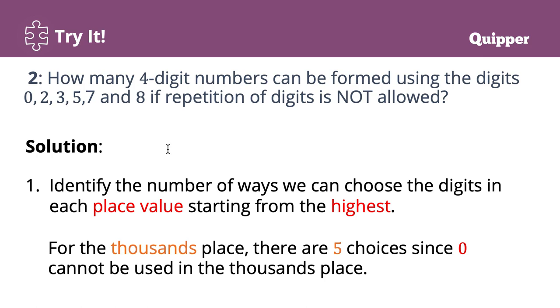To determine the number of 4-digit numbers that can be formed using the digits 0, 2, 3, 5, 7, and 8, if repetition of digits is not allowed, we need to identify the number of ways we can choose the digits in each place value, starting from the highest. The places are thousands, hundreds, tens, and ones since we are in 4-digit numbers. And the highest there is the thousands place. For the thousands place, there are 5 choices since 0 cannot be used in the thousands place. Otherwise, that's not anymore a 4-digit number.